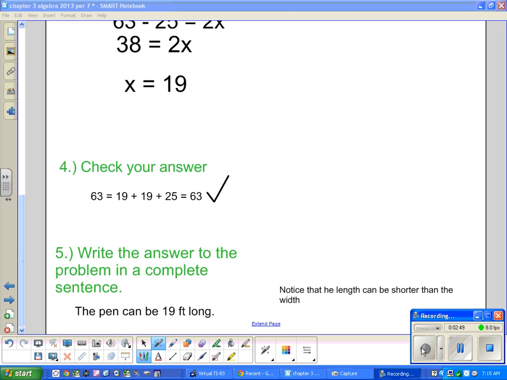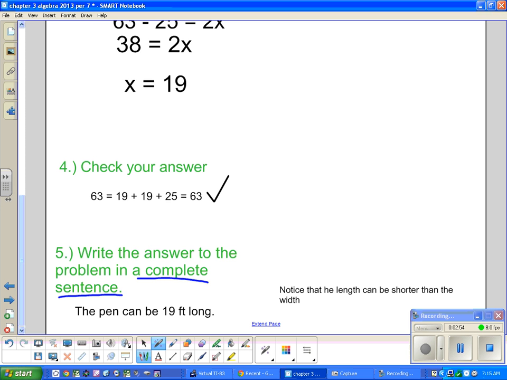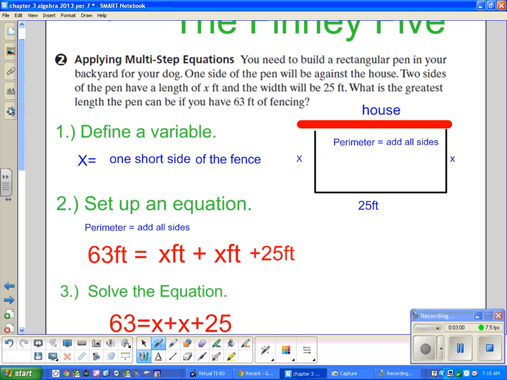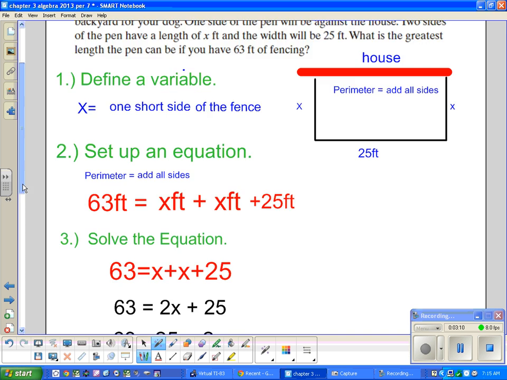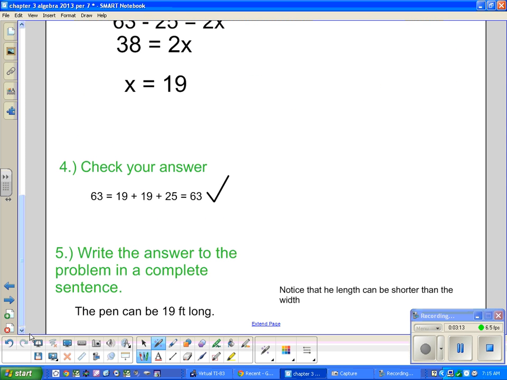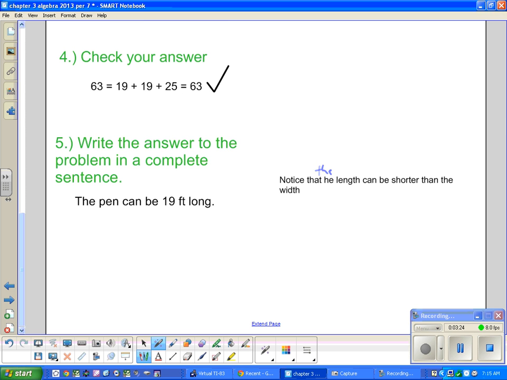To wrap up this question, we're just going to write the answer in a complete sentence. We go back to the question at the top, and the question was, what is the greatest length the pen can be if you have 63 feet of fencing? If we come down here, we notice that the length can be shorter than the width. Sometimes the length can be shorter than the width, and that's not a major deal.